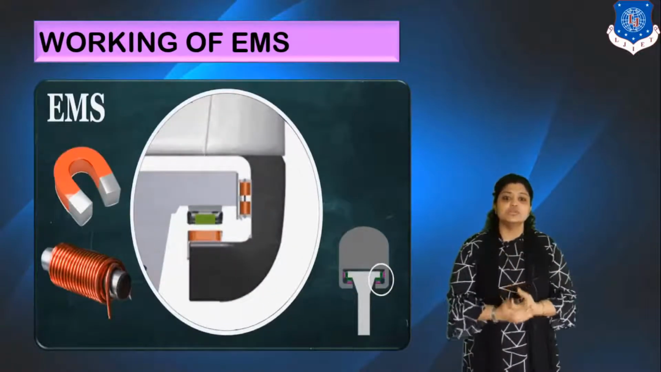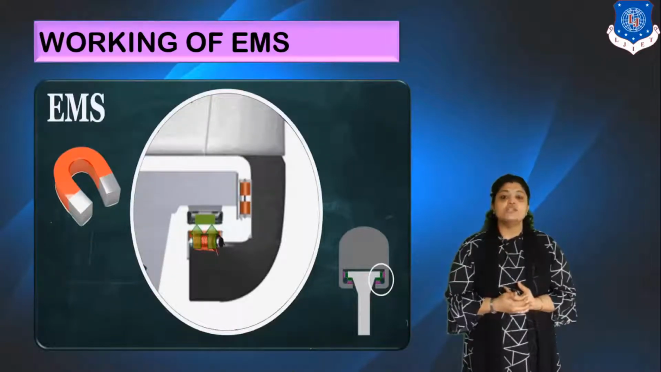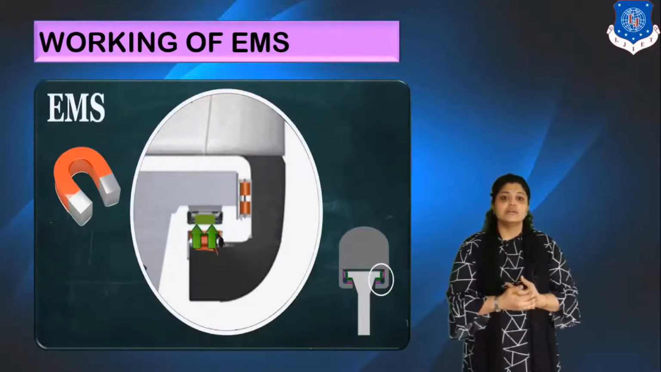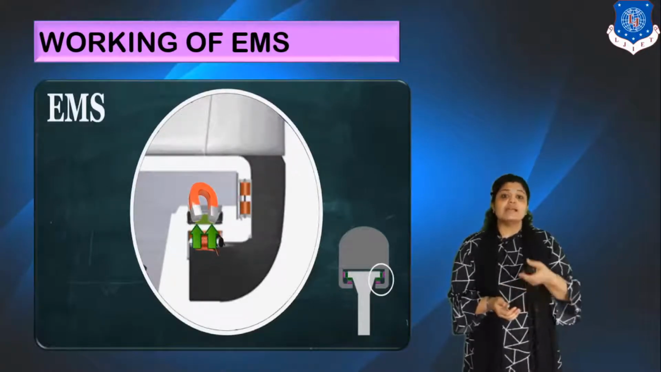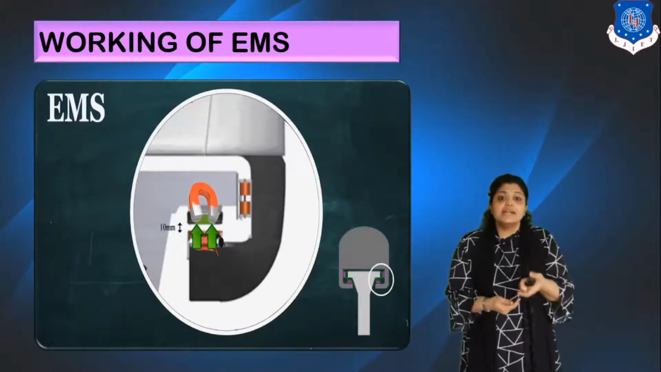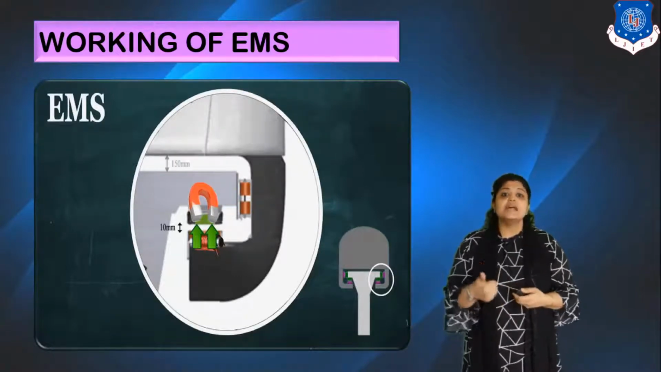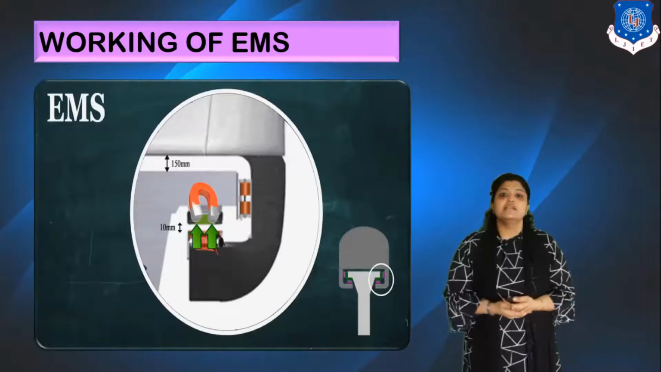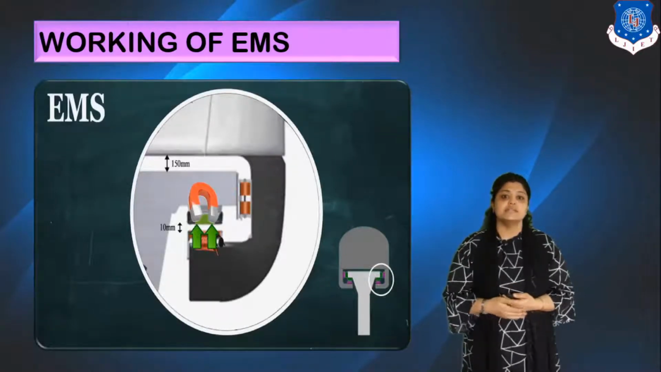So this is just the zoomed view of the train. This is the electromagnet which is present on the train, that is the levitation magnet, and these are the magnets which are on the track. What happens when the electromagnet energizes? It will get attracted to the magnet which is on the train, and this is how the entire train will levitate. So this is the working of an EMS system.